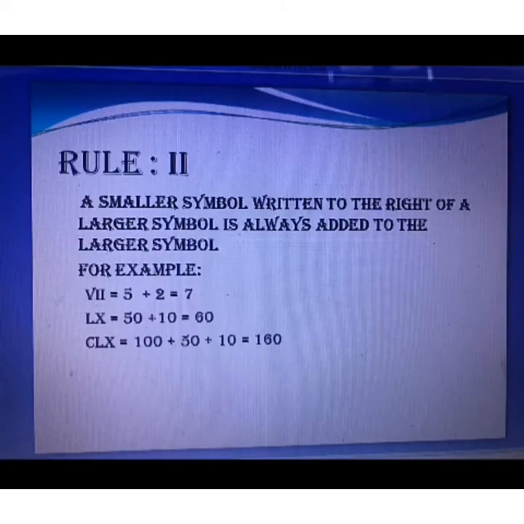Rule 2. A smaller symbol written to the right of a larger symbol is always added to the larger symbol. For example, VII. You know well, V represents 5, plus I represents 1, so 1 plus 1, 2. 5 plus 2, 7.